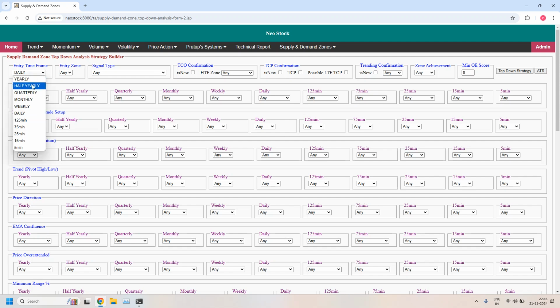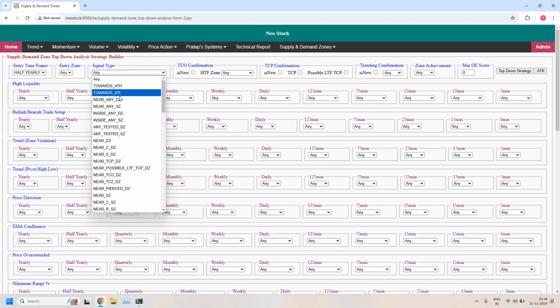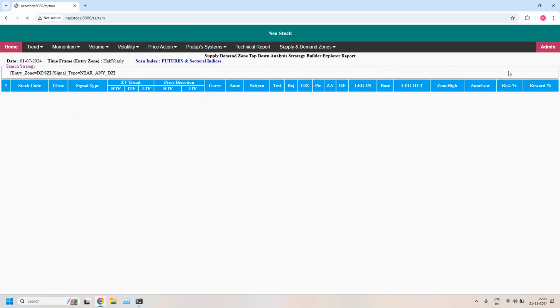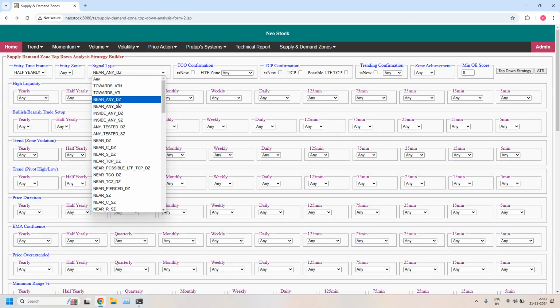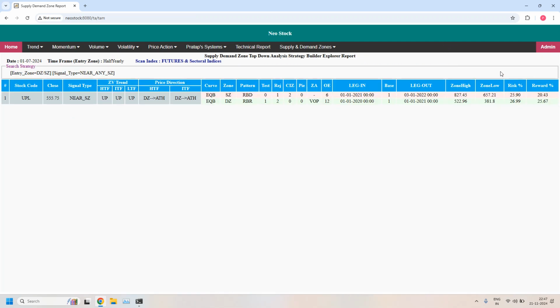Okay, first time frame is half yearly. Let's find the stocks near half yearly demand zone. No stocks are available for half yearly time frame. Let's find the stocks near half yearly supply zone. One stock is filtered.